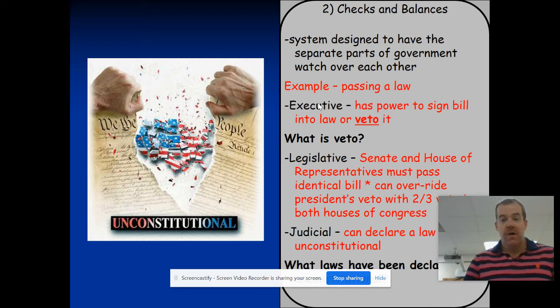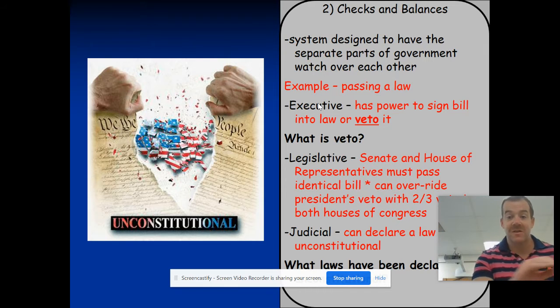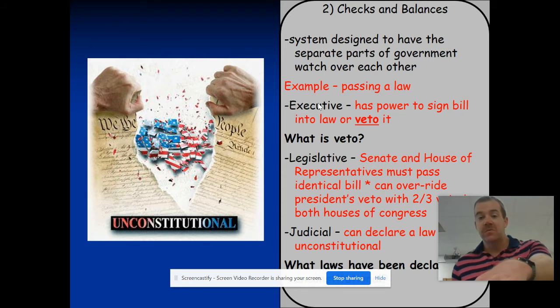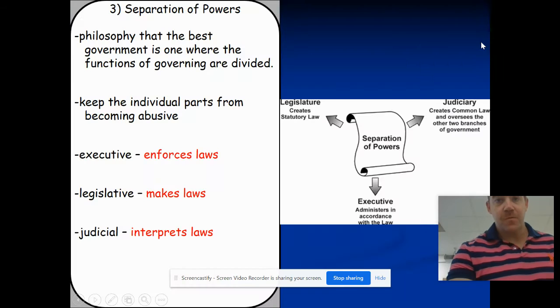The executive or the president can veto it, and then even after that, the law itself can come under review, and the Supreme Court or judicial branch can say no, it's unconstitutional. So cut that out too. I'll tell you how to think of these branches in the next part.